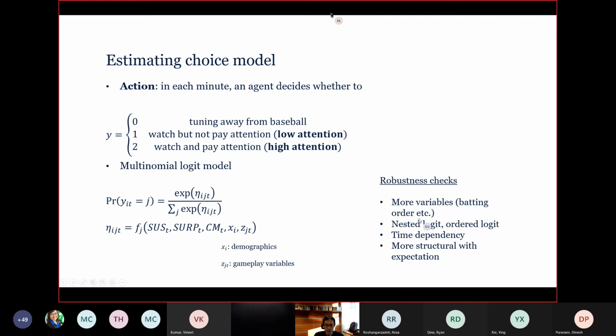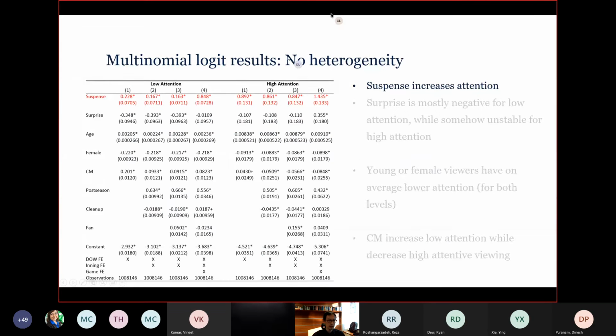On top of that, we tested a nested logit model and an ordered logit model. We allowed time dependencies, etc. But our qualitative results are robust. Okay, so let me show you first the model without any interactions, and then in the next slide I'm going to show you the model with interactions.